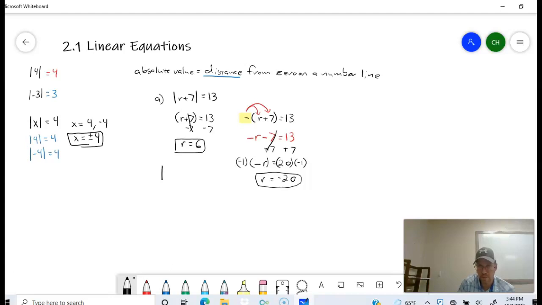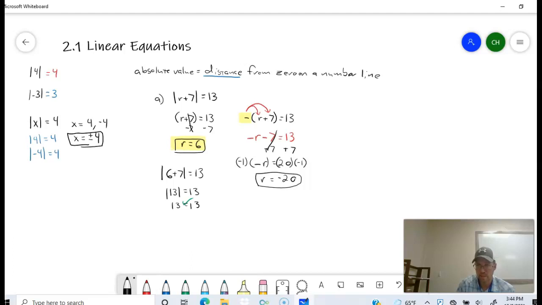So let's do the first one. Absolute value, I'm going to replace r with 6. 6 plus 7 equals 13. Add those together, I get the absolute value of 13 equals 13. That is true. That one checks out, so we're good. r equals 6 is a solution.